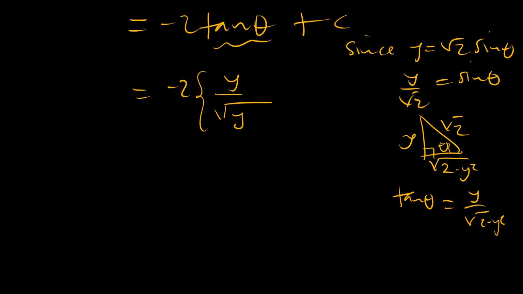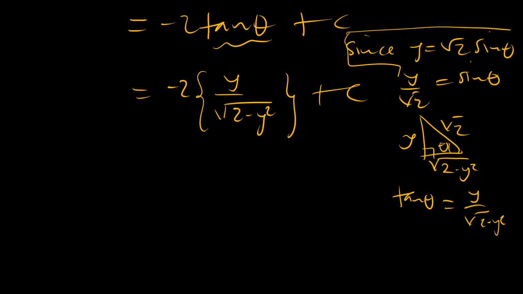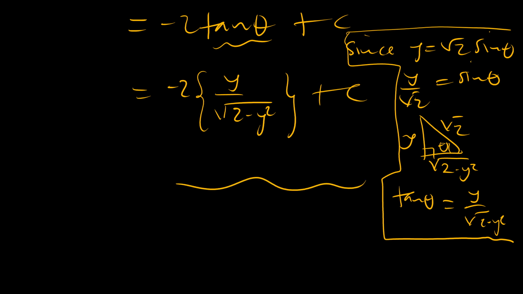And so right now this would be equal to 2 in brackets, y over square root of 2 minus y squared, plus c. And now we also have to step back and express this in terms of u. And that's what we're going to do in the next slide.